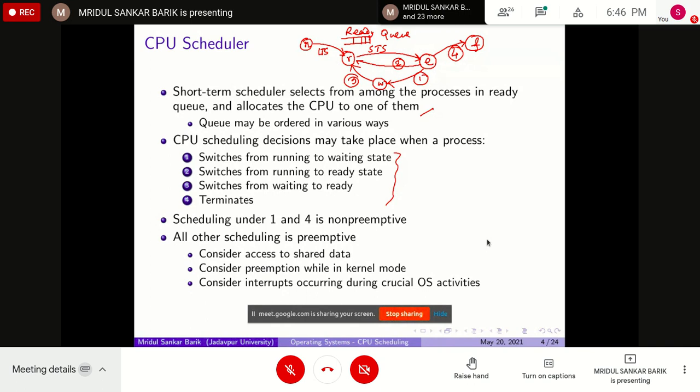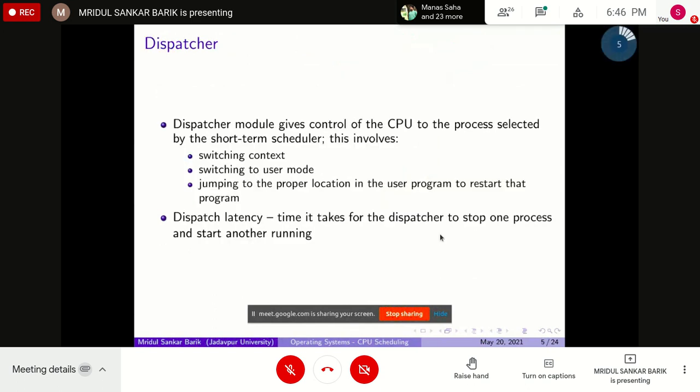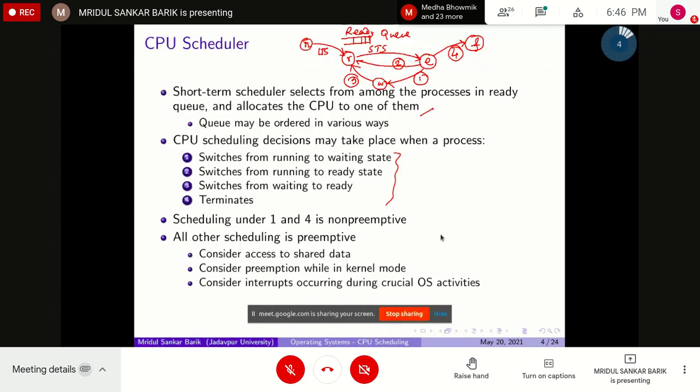Okay, so we have two categories of scheduling. One is called preemptive and another is called non-preemptive. So scheduling category: preemptive and non-preemptive, right?